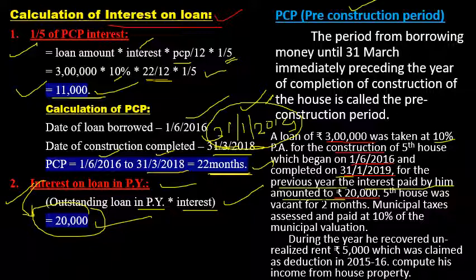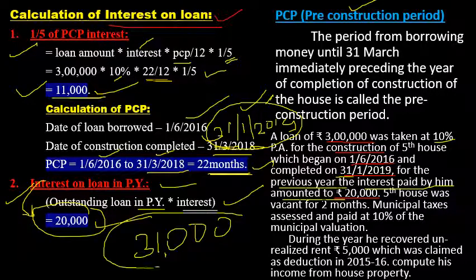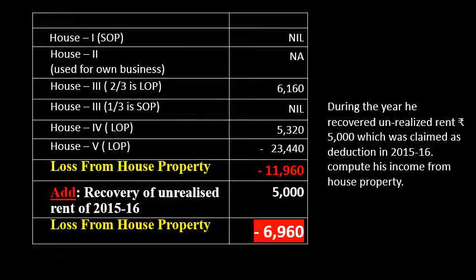So here you have to calculate only the first part, that is 1/5 of PCP interest. The second part, interest on loan, is given in the problem itself. So total deduction for interest on loan is 31,000, which I have shown in the previous slide in the format. So that's all about the calculation of interest on loan. This is the grand total of 5 houses. First house self-occupied, no income.